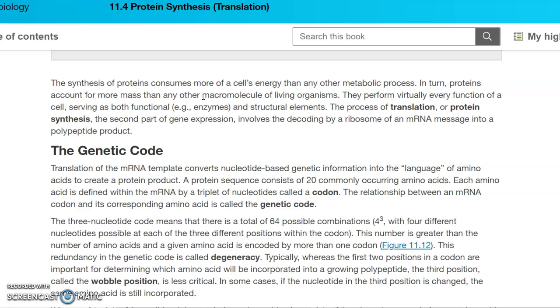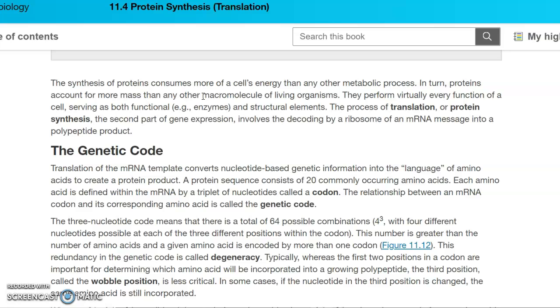After the template has been made, so after the transcription process has taken place, now we have to undergo the translation process, which is actually the building of the proteins. This is where we take the mRNA, it's going to be attached to a ribosome, and we're going to bring in amino acids to build that protein chain. And the translation process converts that information that is found in those nucleotides into the amino acids.